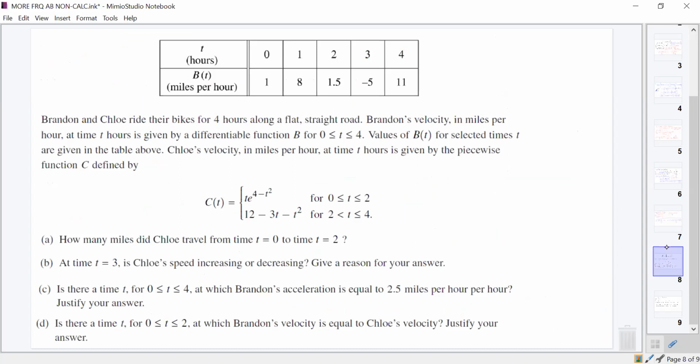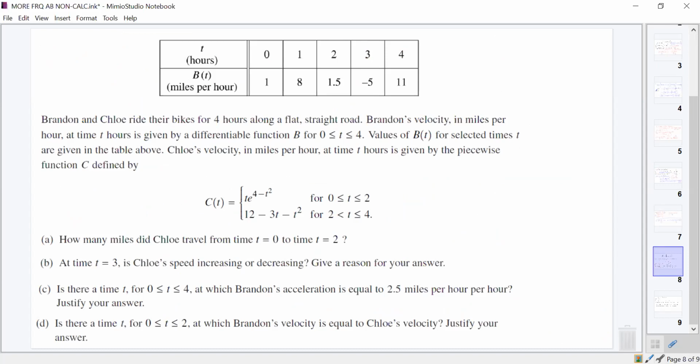Brandon and Chloe are riding their bikes. Isn't that fun? All right. So we are given a chart with Brandon's velocity, and we are given a piecewise defined function with Chloe's velocity. We want to know how many miles did Chloe travel from t equals 0 to t equals 2.